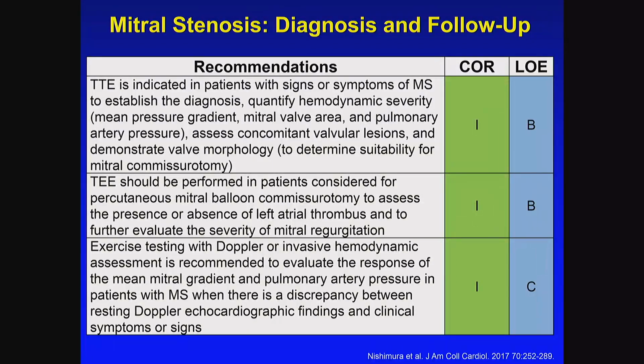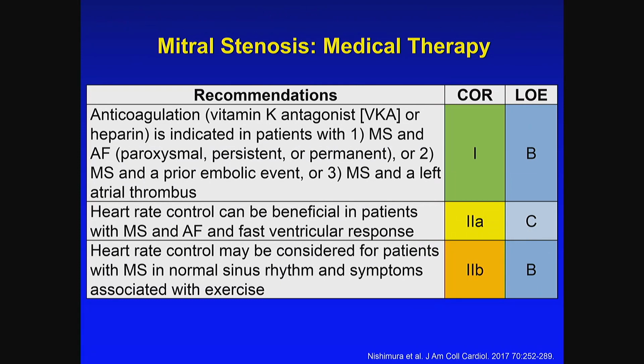And again, if there's a discrepancy between the resting Doppler echo findings and the clinical signs or symptoms, then exercise testing, either with Doppler echocardiography or invasive hemodynamic assessment, can be warranted. Medical therapy for mitral stenosis is recommended, particularly if there's mitral stenosis and atrial fibrillation, whether the atrial fib is permanent or coming and going.